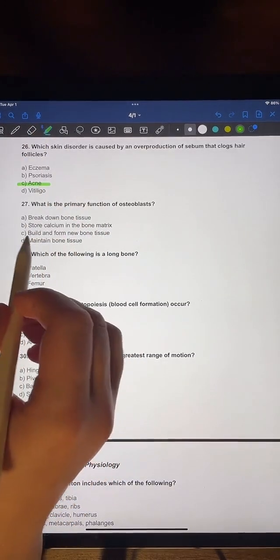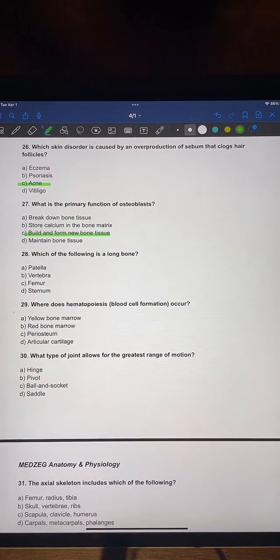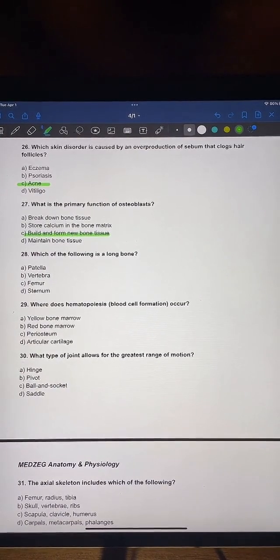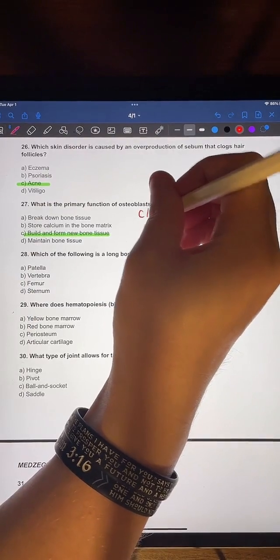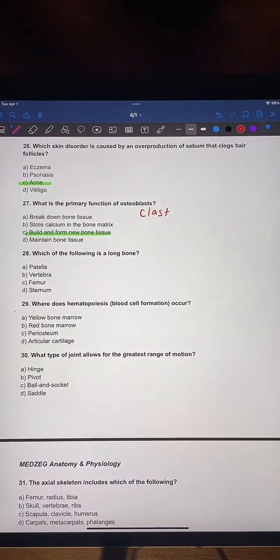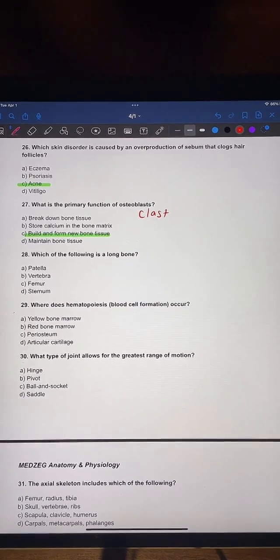It is C. It is to build and form new bone tissue. Osteoblast, B, it has a B in it, I think of build. Osteoclast has a C in it, and I always think of chew or cleave. So when you chew something, you break it down. Whenever you chew food, you break the food down. So that's how I remember the differences between those.